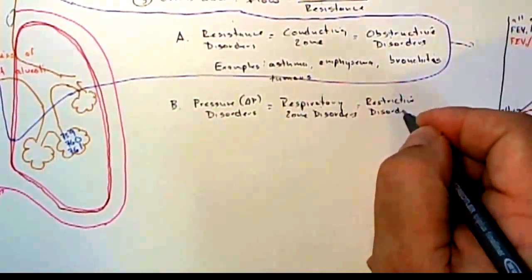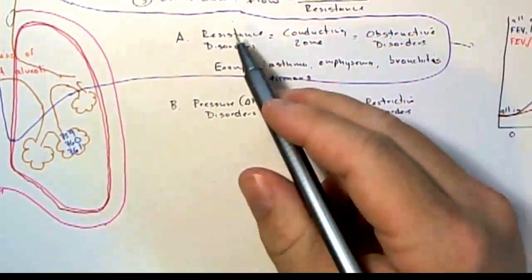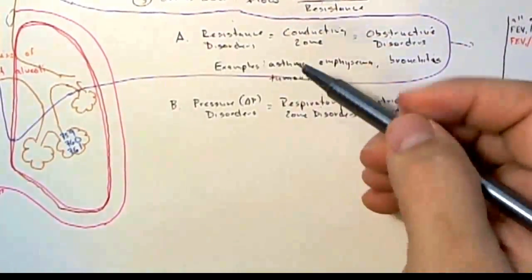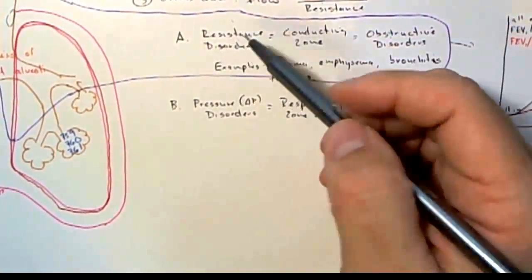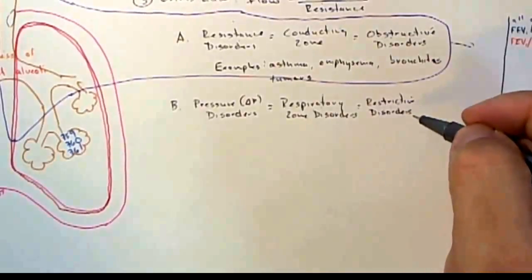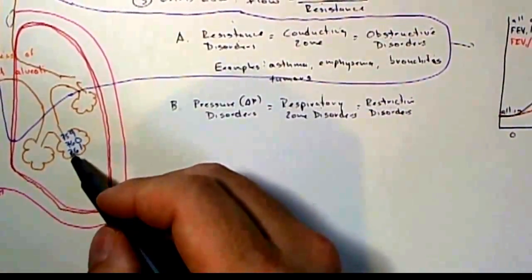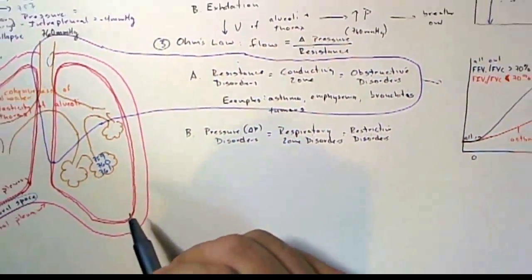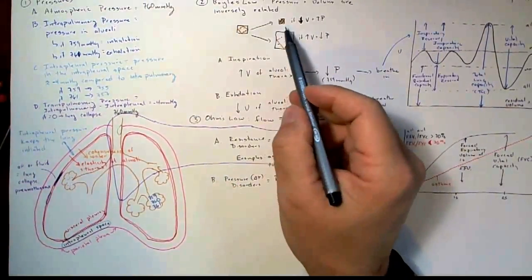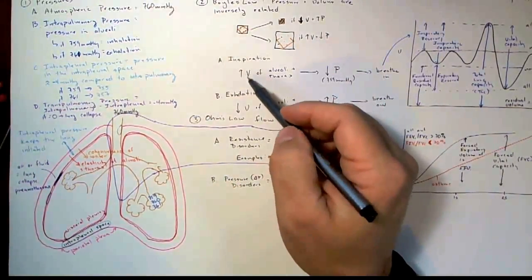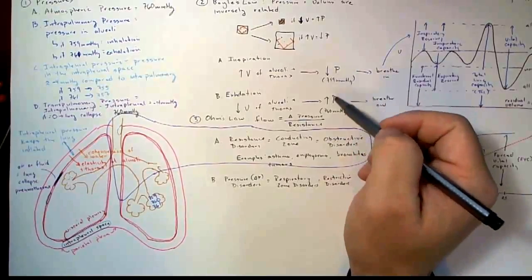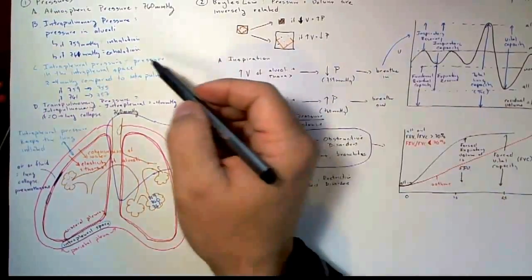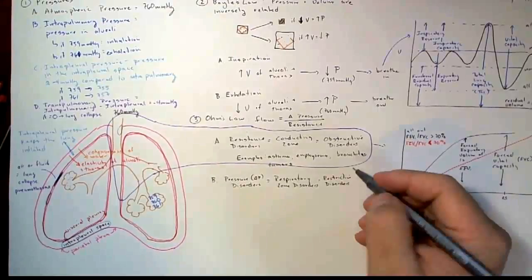and that's a tough term because it sounds like resistance. Resistance means there's a resistance to flow. Restrictive means there's something restricting the ability of the alveoli to change their size. And remember, the alveoli need to change their size because by changing their volume, that's how you change pressure. And by changing pressure, that's how you get inhalation and exhalation.